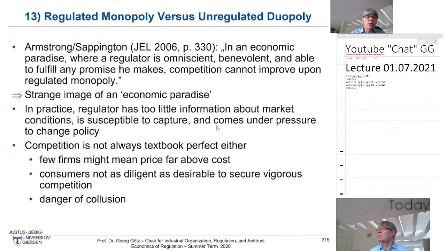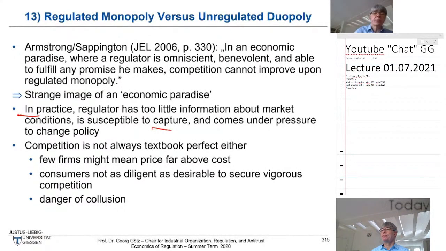Of course, the background is that they want to contrast this ideal. If we have an ideal regulator who knows everything and keeps all the promises he or she makes, then we actually would not need any decentralized mechanism. But the point, which might justify such a quote, is that Armstrong and Sappington move on to say that in practice the regulator has too little information about market conditions.